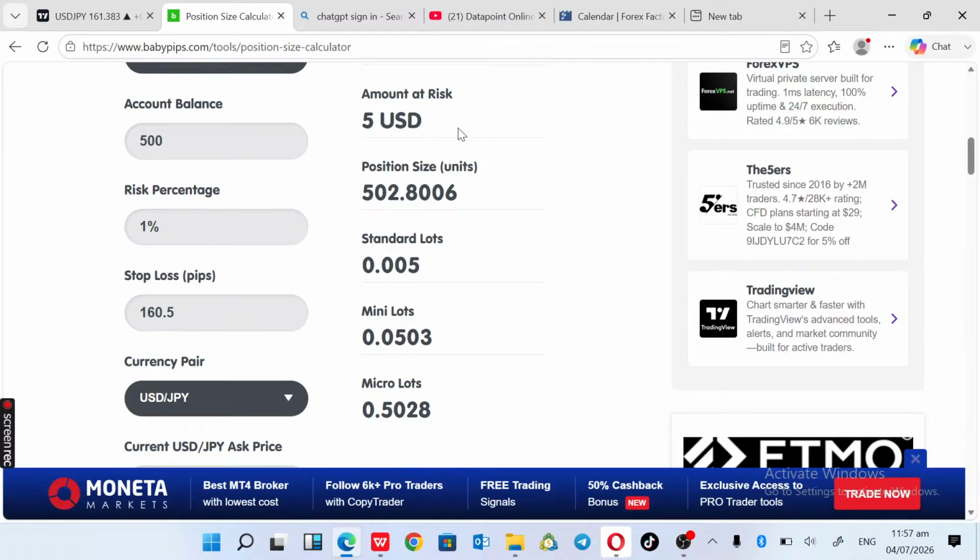This is just a unit. Your standard lot is 0.005, right? While your mini lot is 0.05. Now, in most cases, we use the standard lot, which is 0.005. That is what you are going to put in your MetaTrader 5 on your phone, where you are taking your trade. That's 0.005. If the market goes negative against you, you lose that amount of your account.